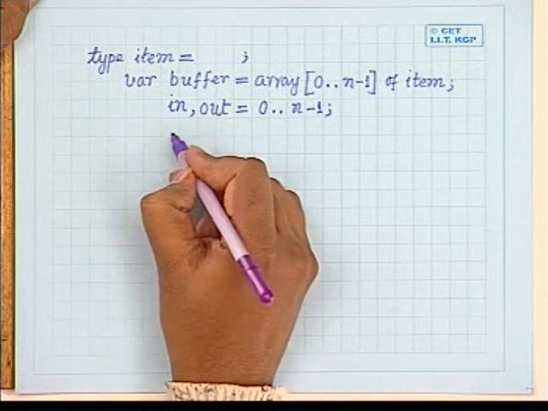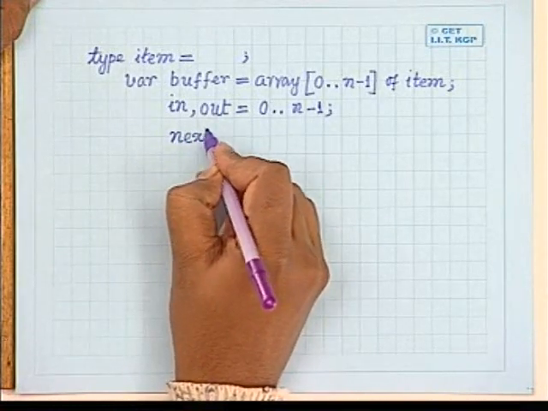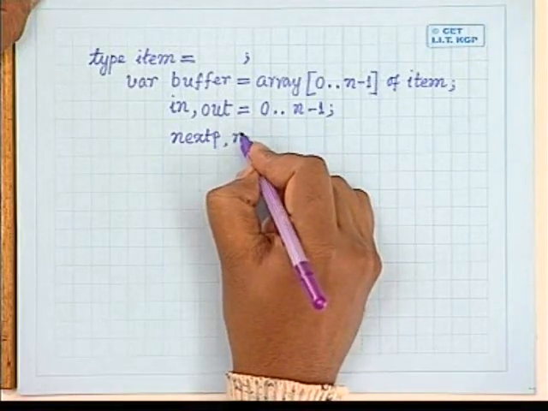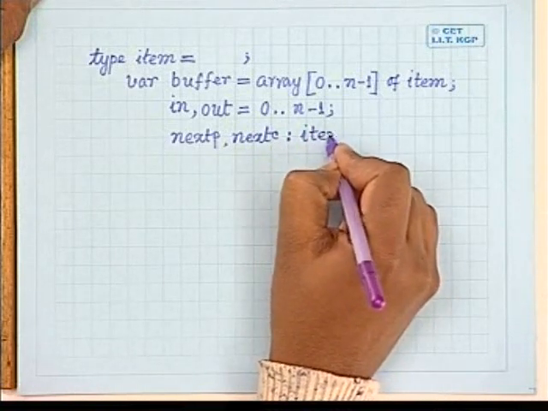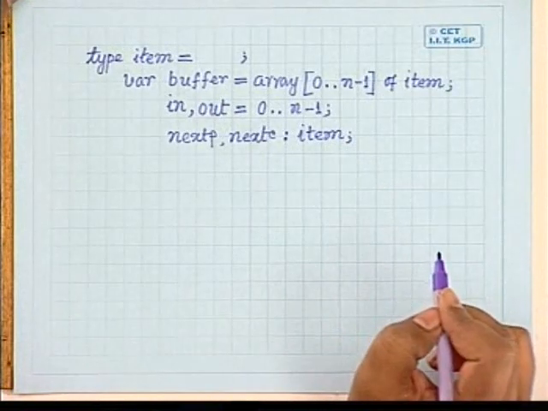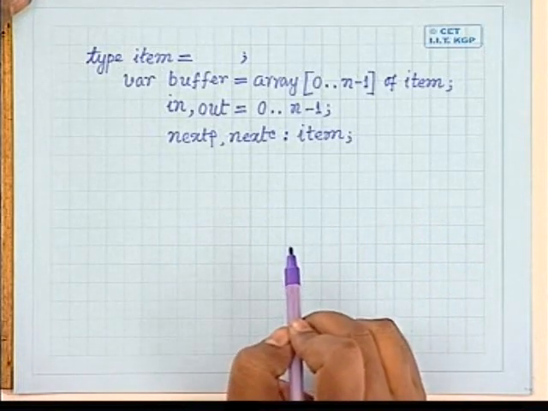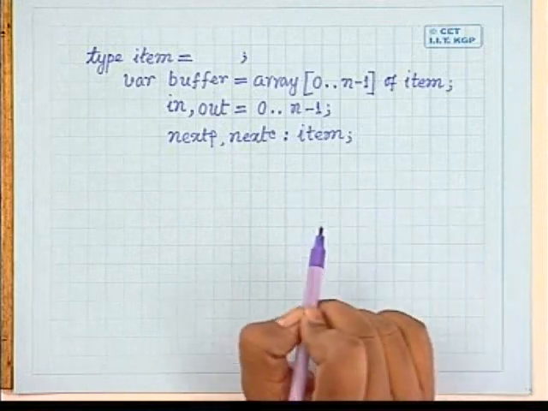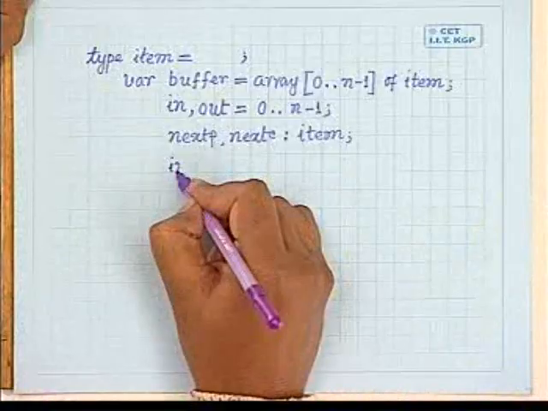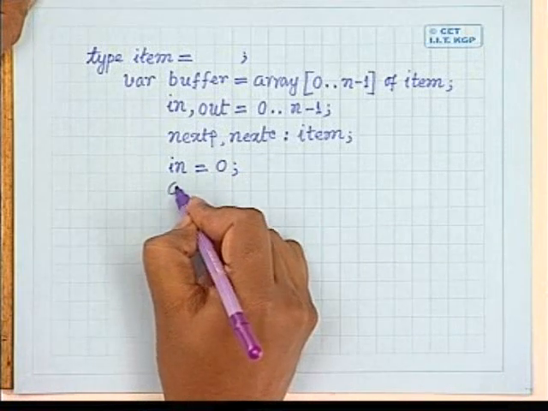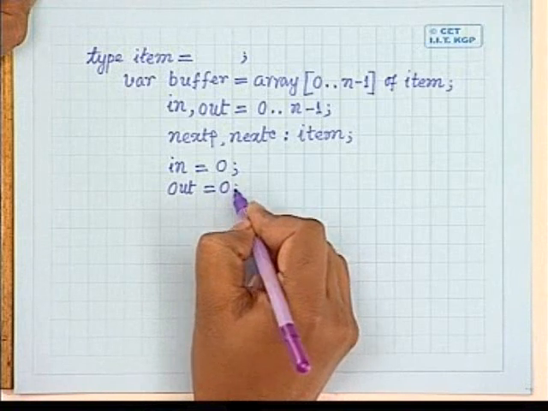Okay. And we use two more variables. One is next p and the other one is next c, of type item. Okay. So, our assumption is whenever the producer produces an item, the item is assigned to next p. Then from next p, it will be loaded into the buffer when some location in the buffer is free. Similarly, when the consumer consumes an item, it takes out an item from the buffer, puts that item into next c, and subsequently the consumer will consume it. Okay. And we'll initialize in to 0, out also to 0.